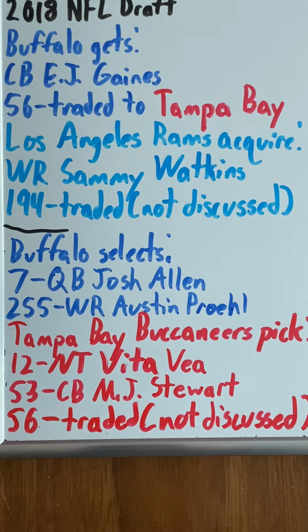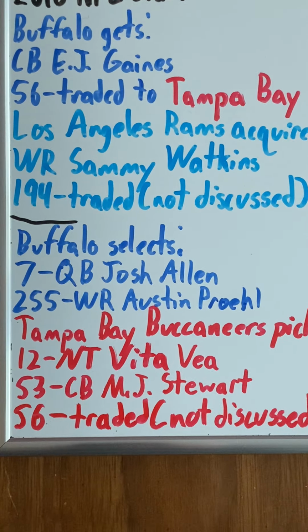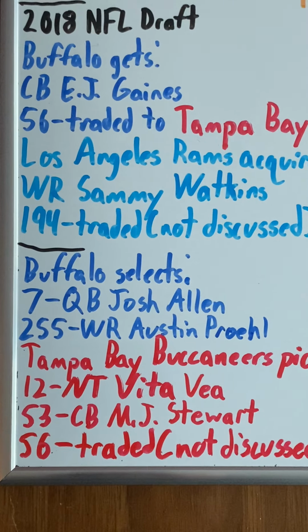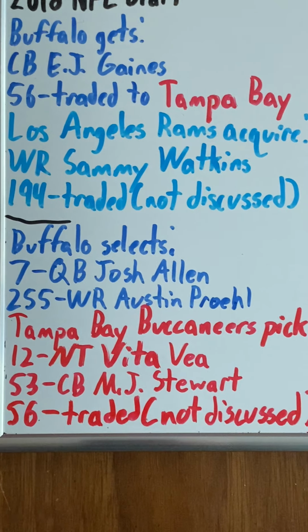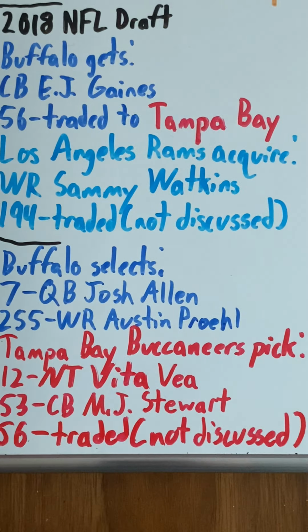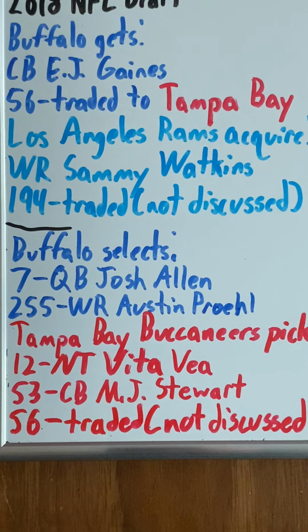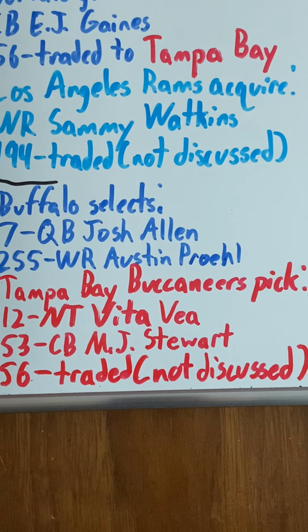Now the Buccaneers, with the 12th pick, would select nose tackle Vita Vea. And Vita Vea has been okay, but not extremely dominant. So he's been kind of rotating in and out. And he's more of a run stuffer than a pass rusher. So you're never going to get those amazing numbers with him. He does better in real life than it looks like he's doing on the stat sheet.